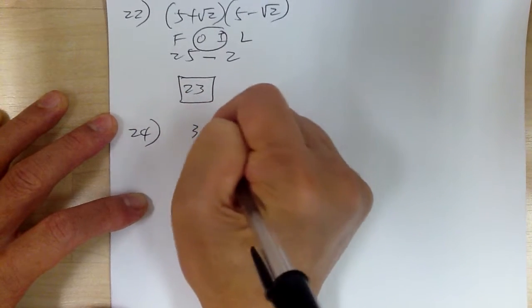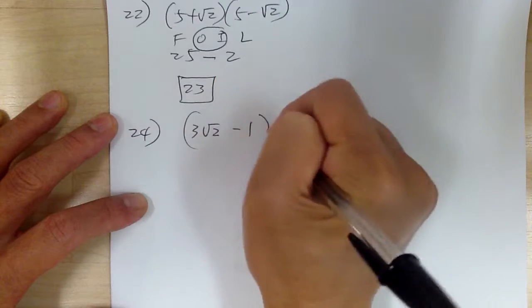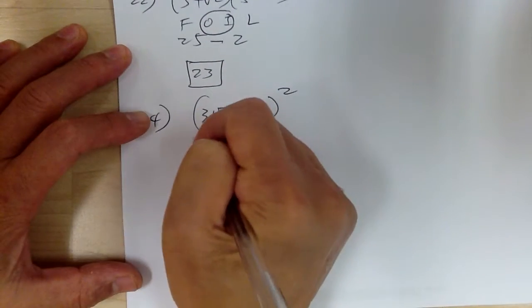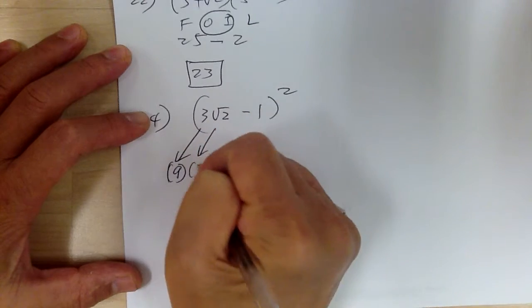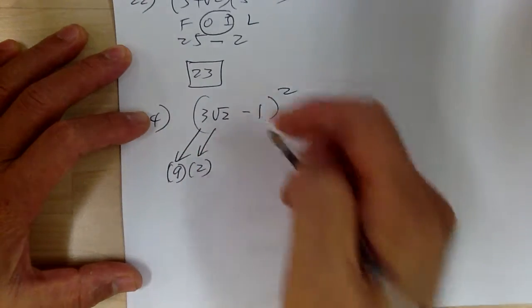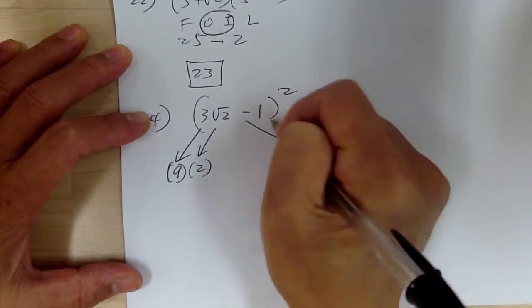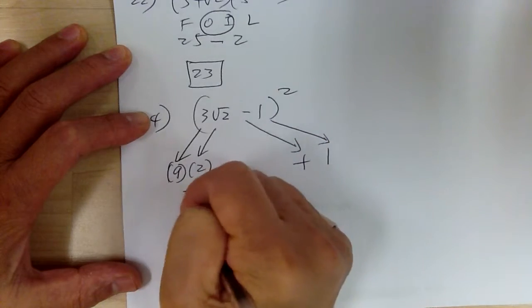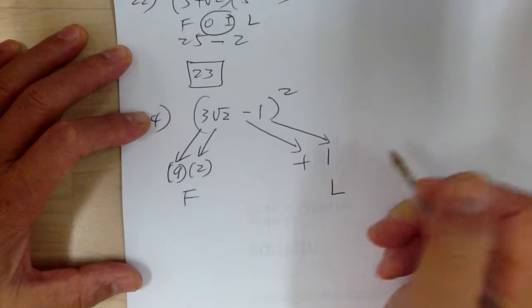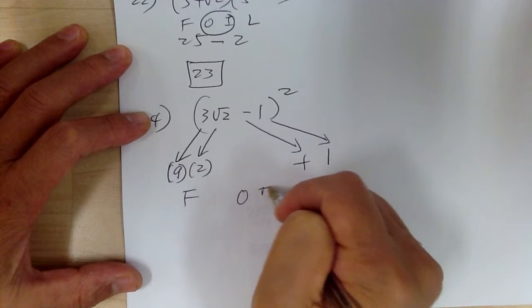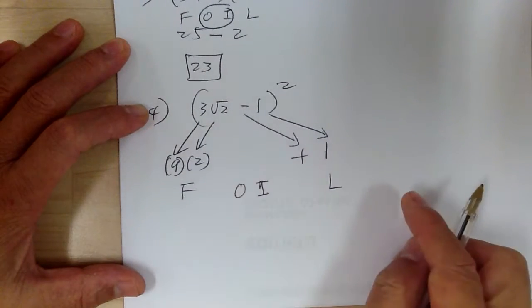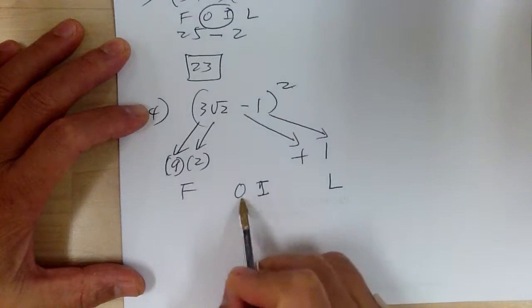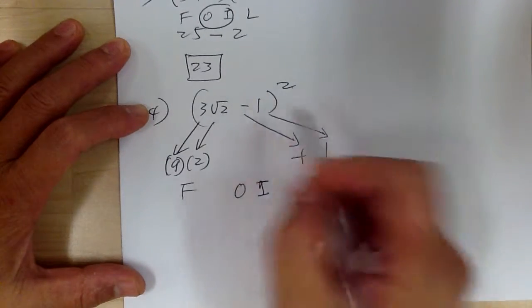You have 3 square root of 2 minus 1 squared, right? So again, you have to square this, so you get 9. Square of this, you get 2. Make sure you square each part. So you square that, you get plus. Square that, you get 1. So this is the F and this is the L, right? But you need to get the O and the I. Right? Remember the FOIL method? You need to get O and the I, so don't forget your O and the I. So because of square, your O and I will be the same. So you're going to get 2 of these.